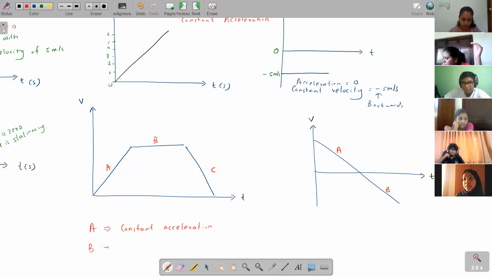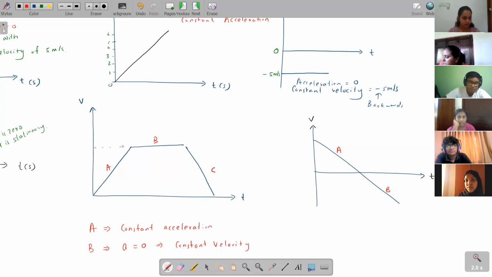Section B, you can see the graph is parallel to the x-axis. The moment the graph becomes parallel to the x-axis, the gradient is 0. Gradient is 0 means acceleration is 0. Acceleration 0 means what? You have constant velocity. In section B, you are traveling with constant velocity. You have no acceleration. You maintain the speed.